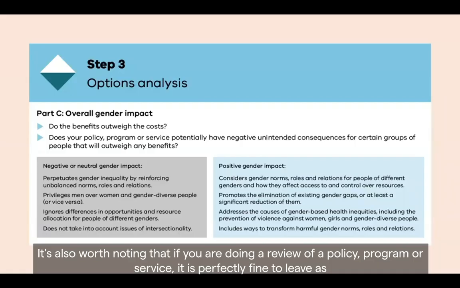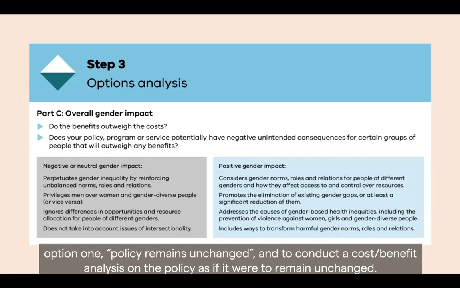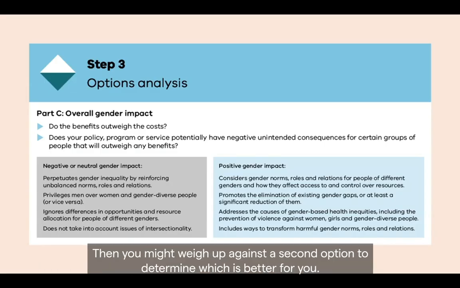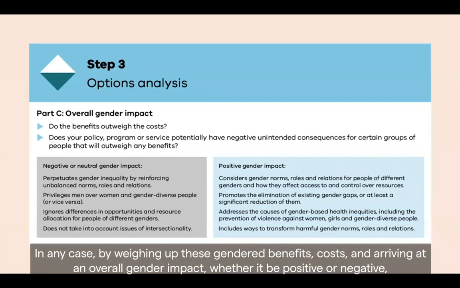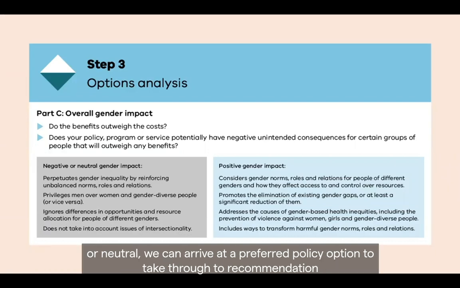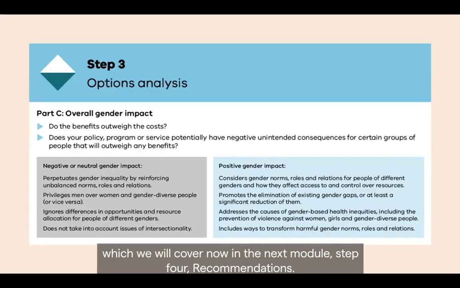It's also worth noting that if you're doing a review of a policy, program, or service, it is perfectly fine to leave as option 1, policy remains unchanged, and to conduct a cost benefit analysis on the policy as if it were to remain unchanged. Then you might weigh it up against a second option to determine which is better for you. In any case, by weighing up these gendered benefits, costs, and arriving at an overall gender impact, whether it be positive or negative or neutral, we can arrive at a preferred policy option to take through to recommendation, which we will cover now in the next module, Step 4 recommendations.